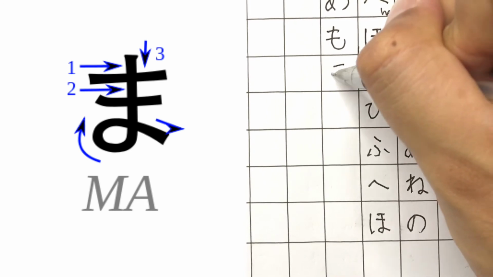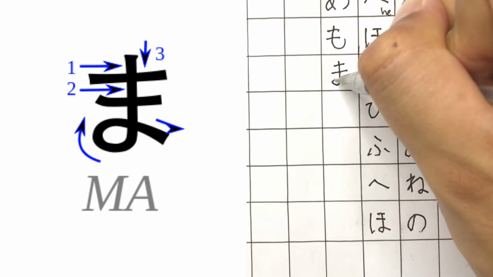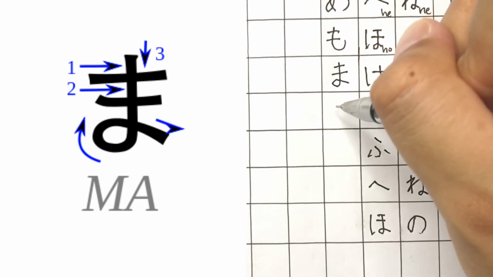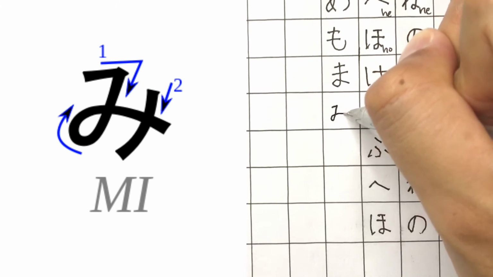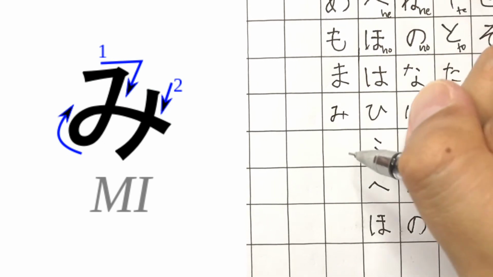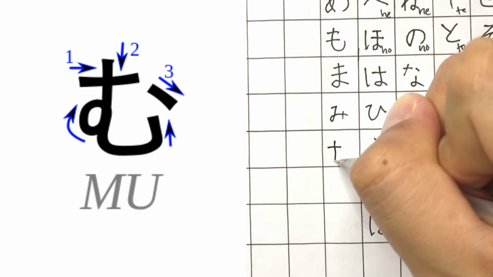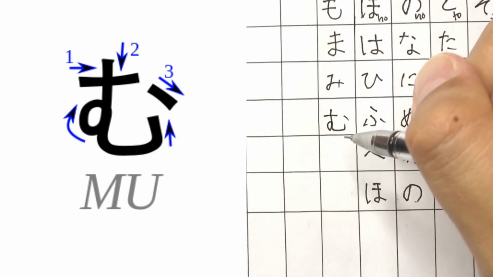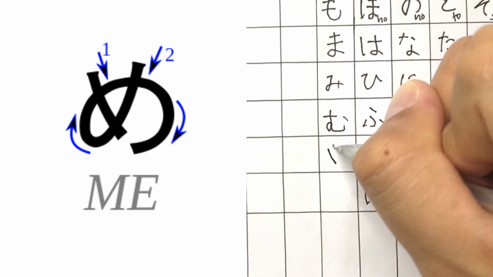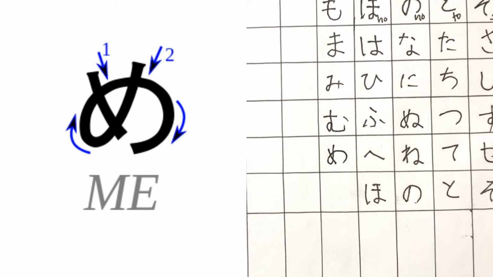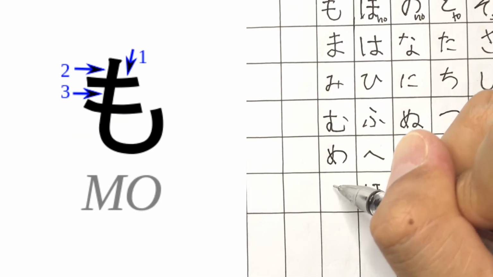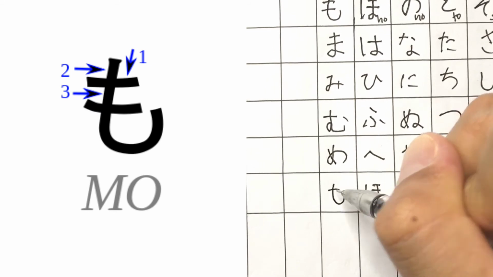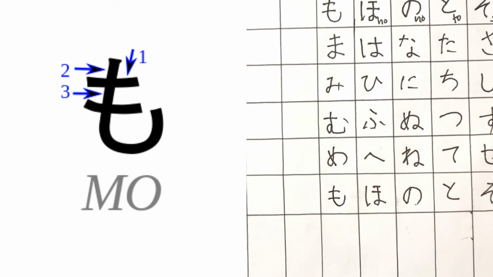Let's write them again. 1, 2, ma, mi, mu, me, mo.